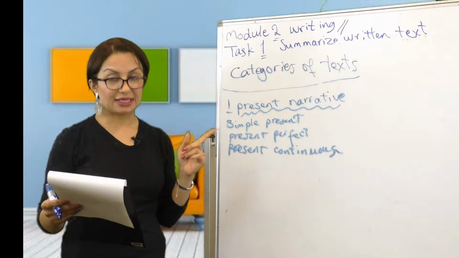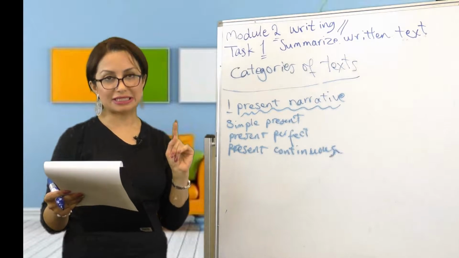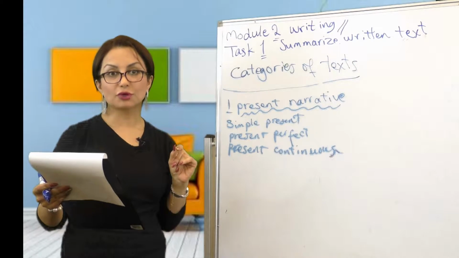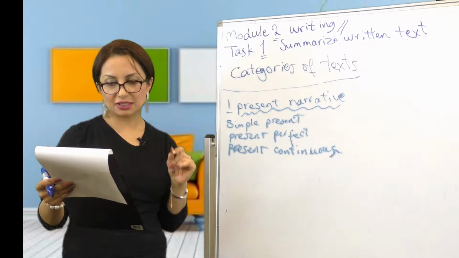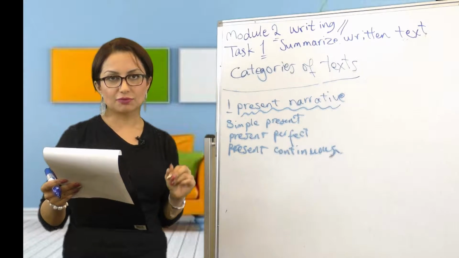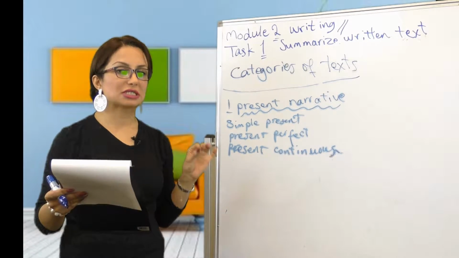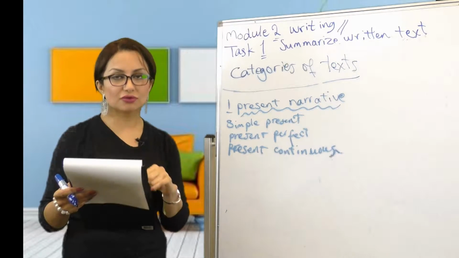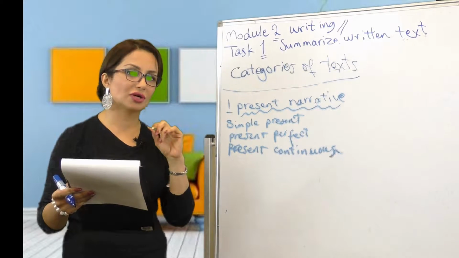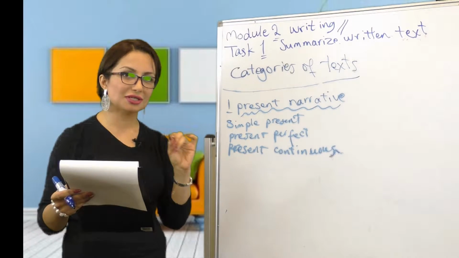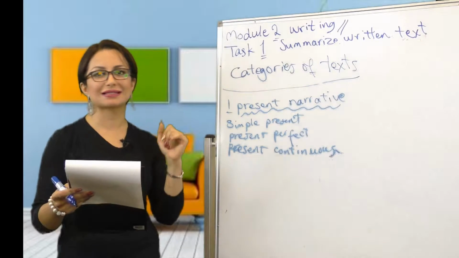Now, as an activity, what you need to do is, you need to turn to page 2 of your worksheet, section 3, reading categories, part 1, present narrative. There is a sample text here. I want you to spend 1 minute, go through the text and highlight or underline any grammatical structure which refers to present tense.